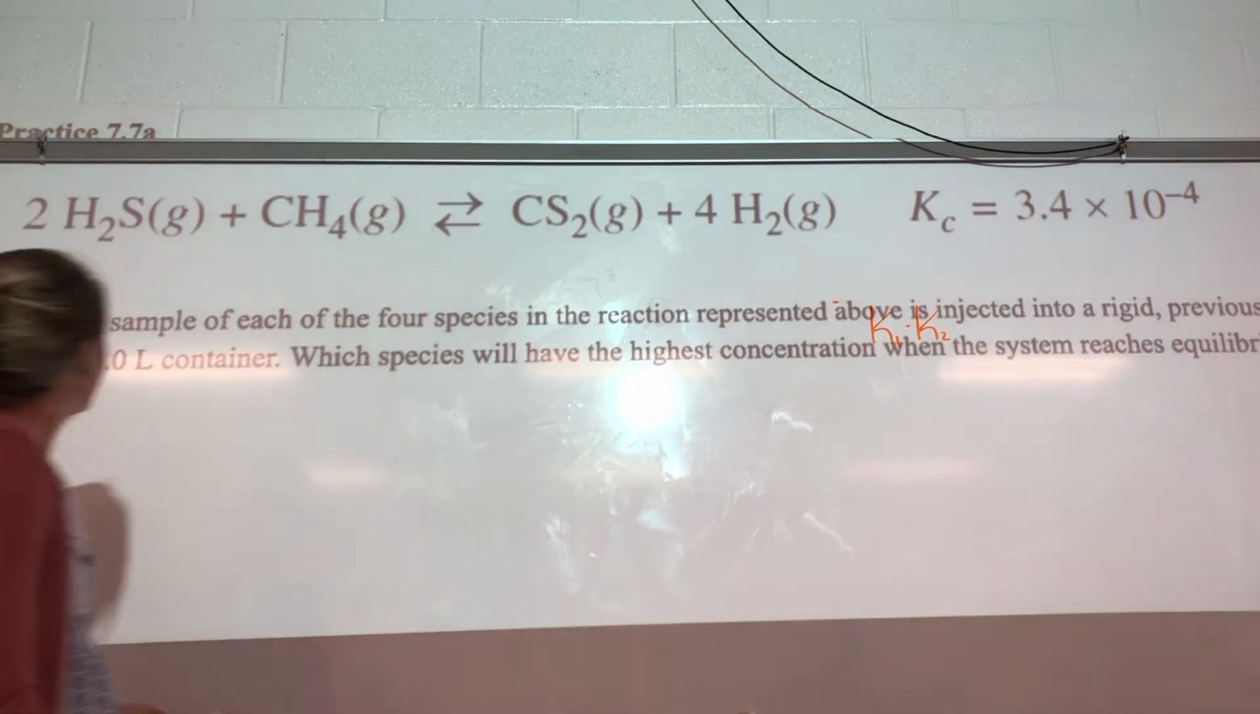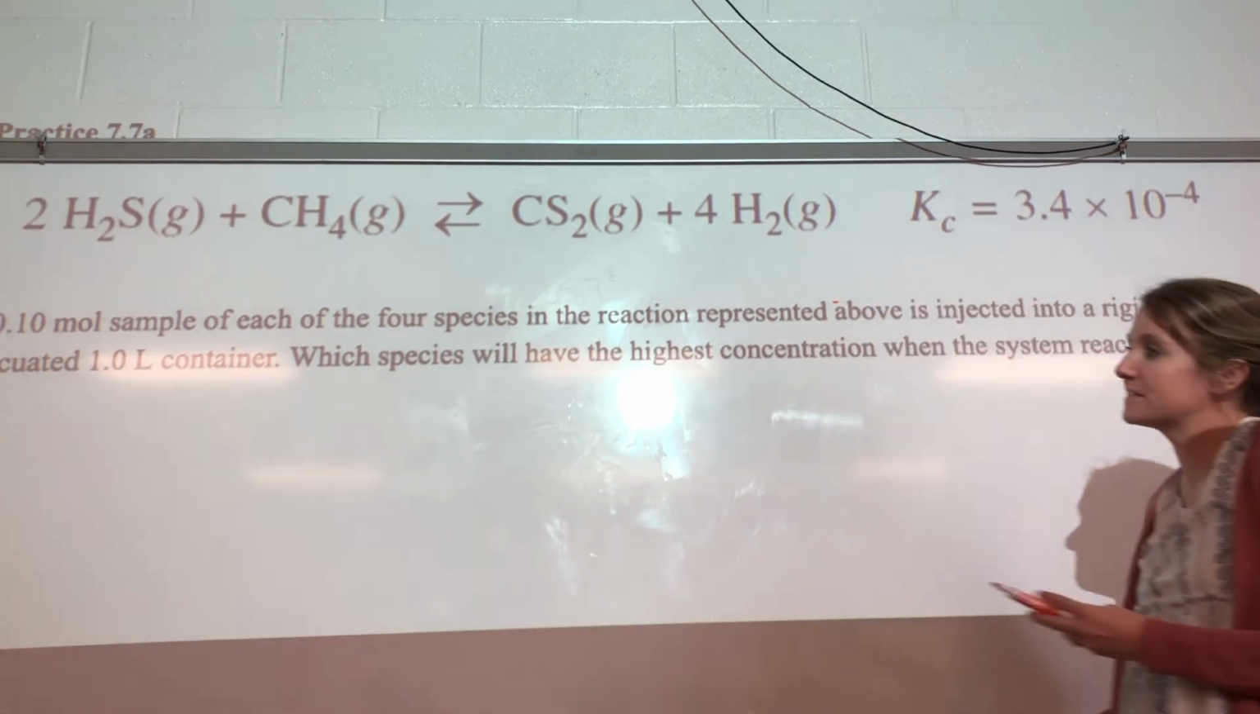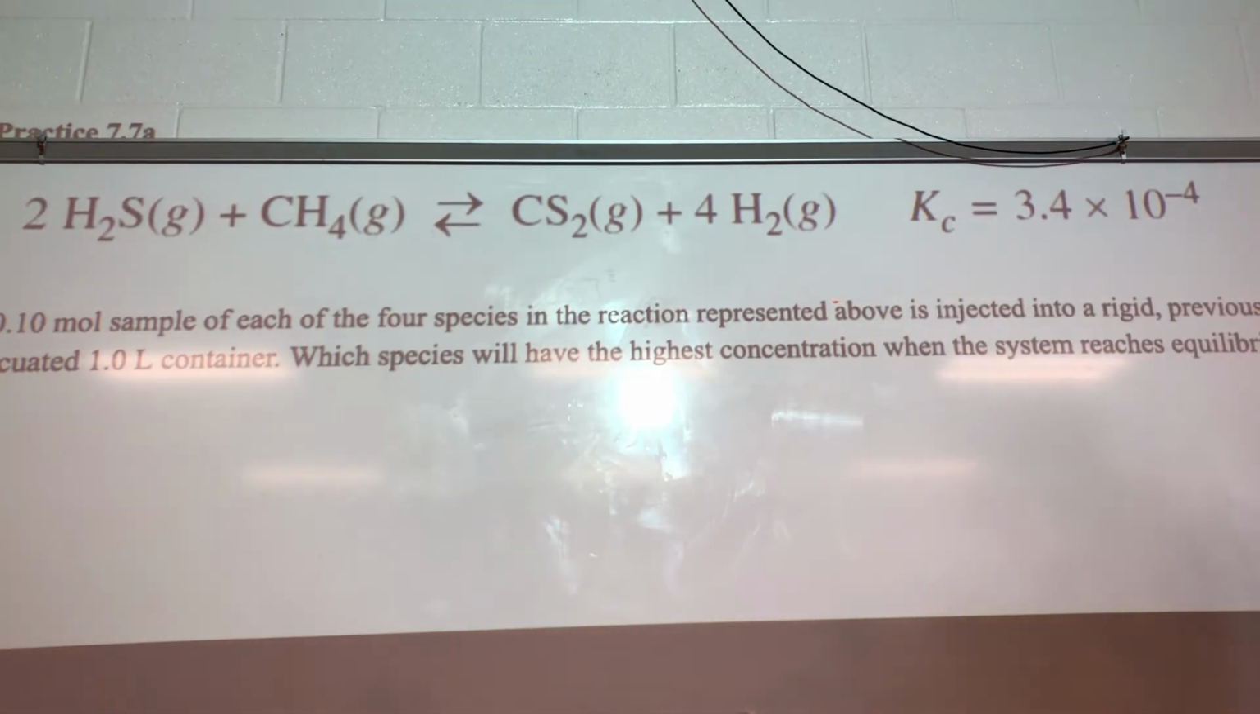Okay? So here's our first practice problem. Let's do this one together. So we have our equation. It tells us that a 0.1 mole sample of each of the 4 species in the reaction represented above is injected into a rigid, previously evacuated 1 liter container. Which species will have the highest concentration when the system reaches equilibrium?